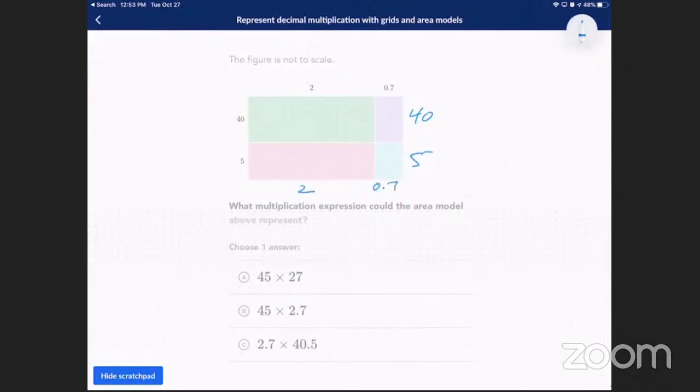And it says, what multiplication expression could this area model above represent? And it says 45 times 27, or 45 times 2.7. We have here 2.7 times 40.5. So let me see. If we added this whole thing up, this would be 45. And then if we had here, it would be 2.7. So it would be 45 times 2.7. Oh, no, I mean 2.7 here.